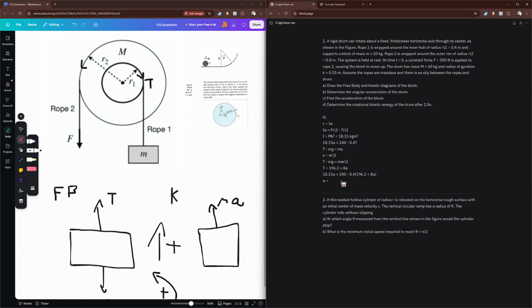into my calculator here. So 240 minus 0.4 times 196.2. Okay, it's equal to this. And then divide by 18.15 plus 0.4 times 0.8 times 8. Which gives us an alpha equal to 7.56 radians per second squared.